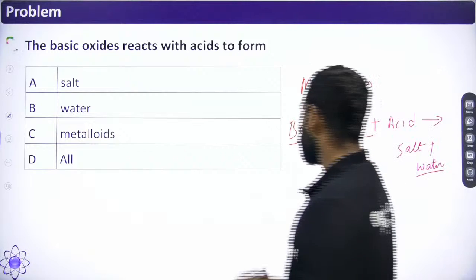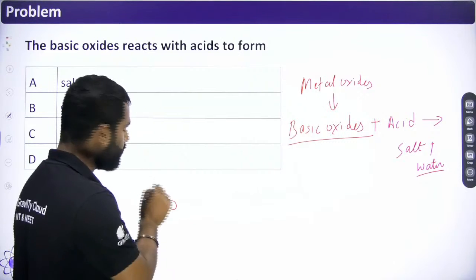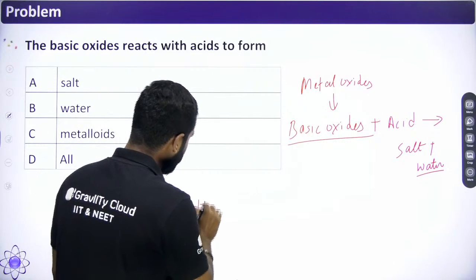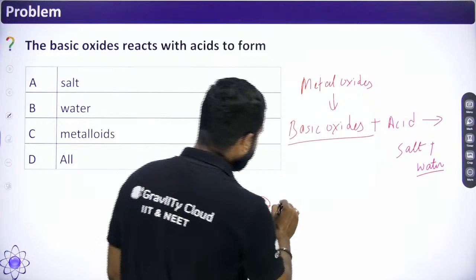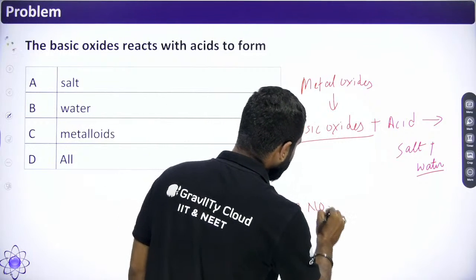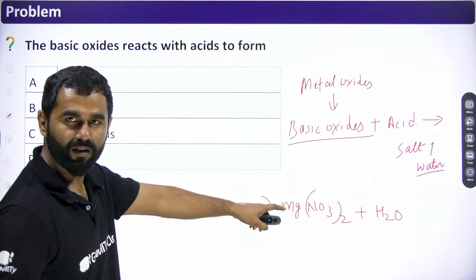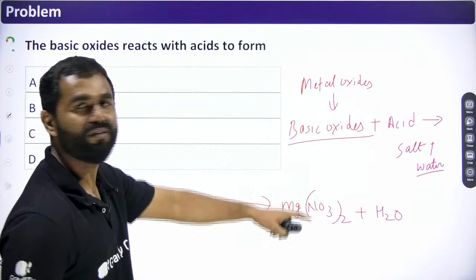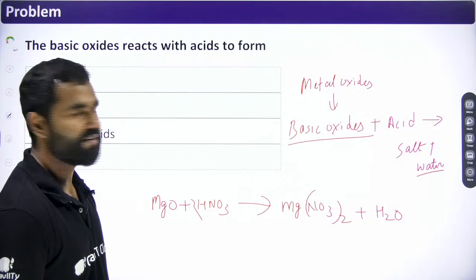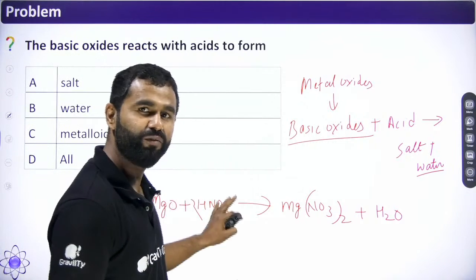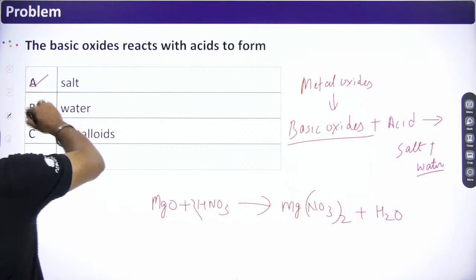Let's take an example. Let's say we have magnesium oxide. It is a metal oxide, so it is basic in nature. It reacts with nitric acid. It will form MgNO3 along with water. Simple. So MgNO3 is a salt and H2O is water. This is how the reaction occurs. So metal oxides or basic oxides react with acid to form salt along with water. So option A and option B are correct.